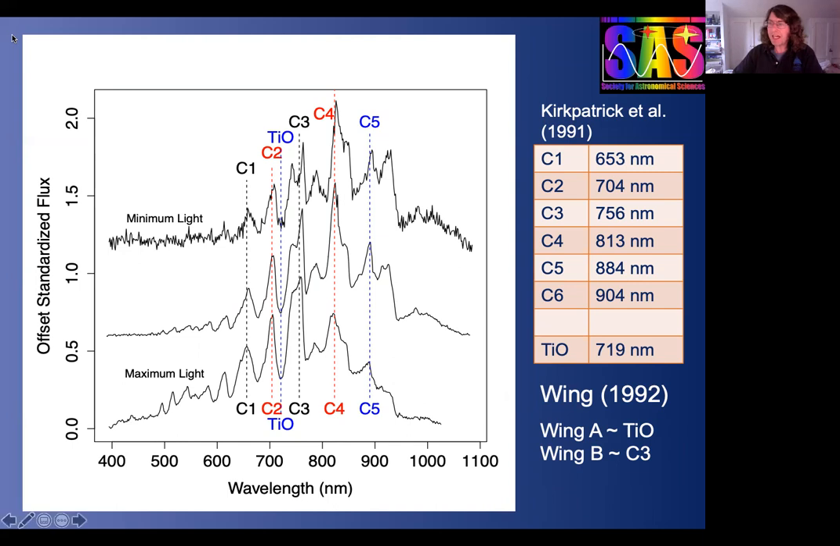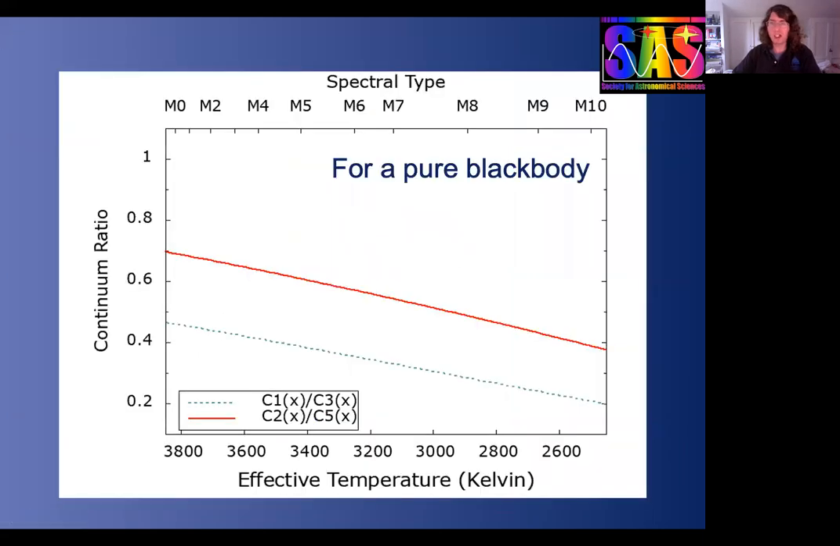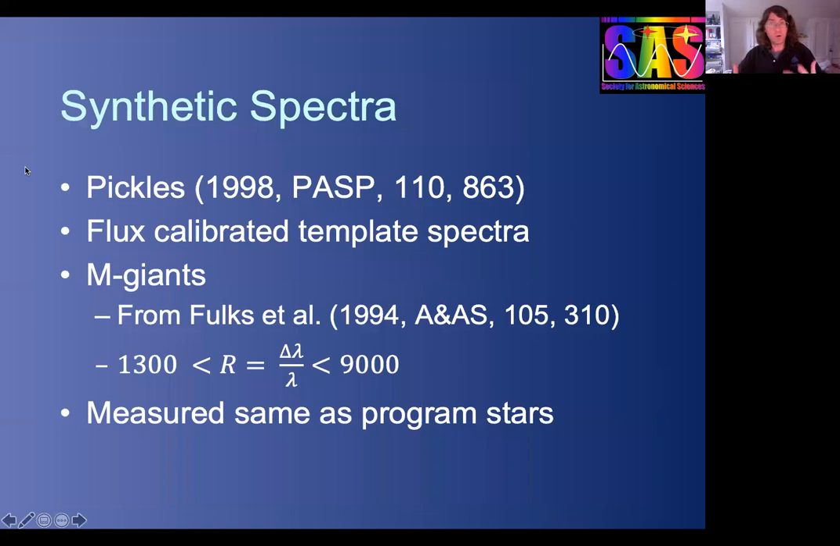Now, if we were to measure these continuum point ratios for a pure black body that has no absorption features, the Kirkpatrick pseudo-continuum points would show a smooth and probably detectable variation with temperature. But as we've seen, M-type spectra are not pure black bodies. The underlying black body has been significantly modified by molecular absorption features in the photosphere. So to figure out what we might see for real M-type stars, we use the Pickles spectral library to predict how the Kirkpatrick pseudo-continuum points change with spectral types.